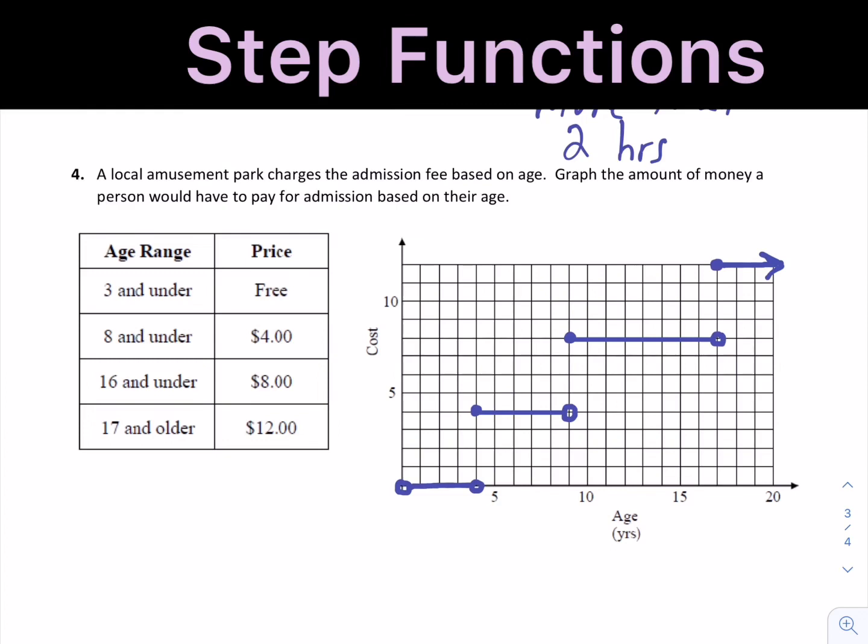And you could ask a lot of questions based on this. You know, how much would you pay if you're 12? Well, look at the graph. Go over to 12 and you jump up and you will be at $8, which makes sense because if you're 16 and under, you should be paying $8.